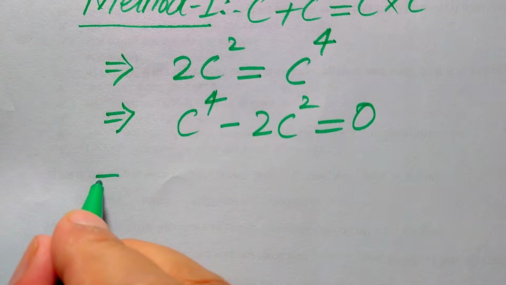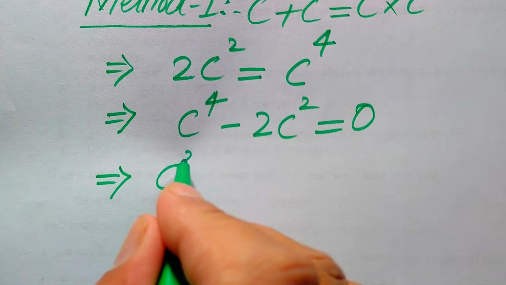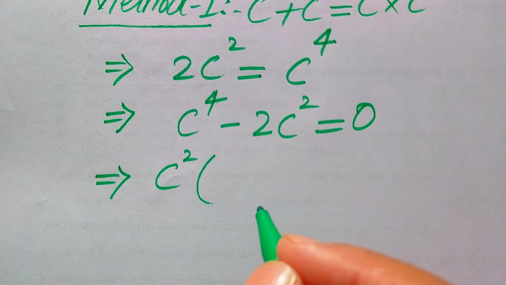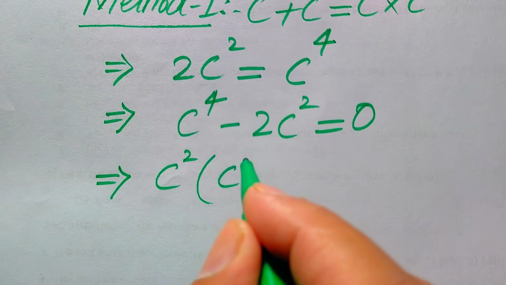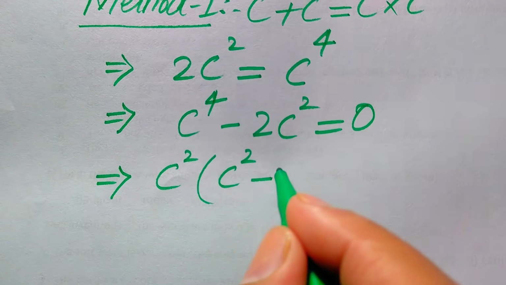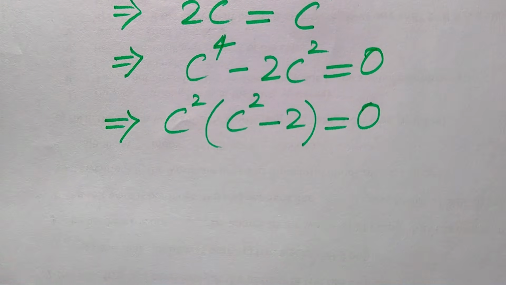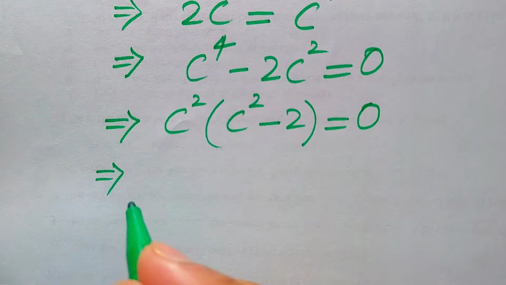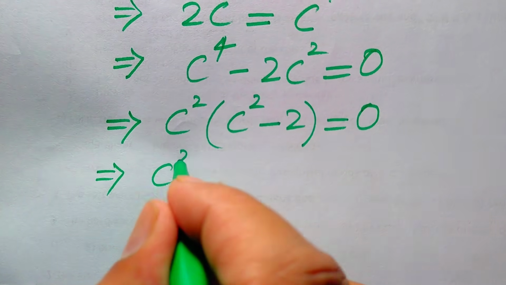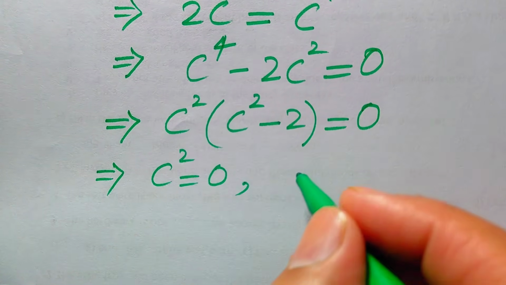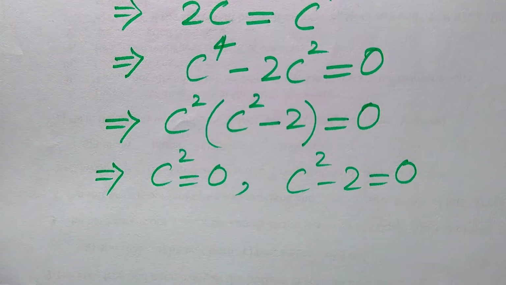And this whole equation is equal to 0. Now you see both of these two terms involve c square, so we take c square common from here. When we take c square common, the remaining values are c to the power of 4 becomes c square, minus 2, and this whole equation is equal to 0. In the next step, we divide this equation into two cases. The first case is c square equals 0, and the second case is c square minus 2 equals 0.